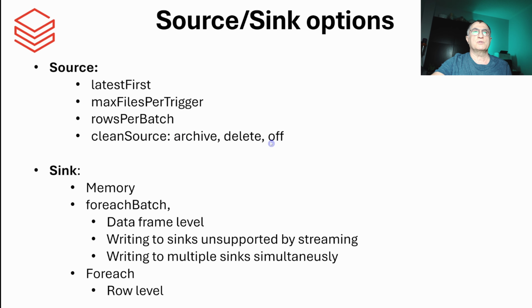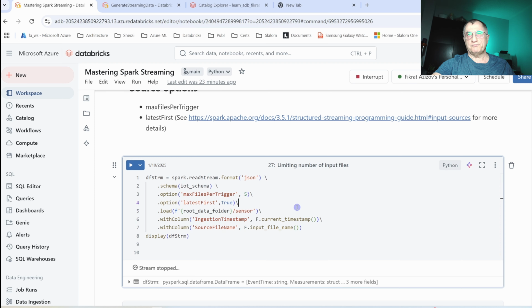By default, Spark uses the off option, meaning that it does not change anything in the source folder. However, you can use the delete option, which will remove the files as soon as they are processed, or you can use the archive option. In that case, processed files will be moved to another folder. Let's take a look at how it works.